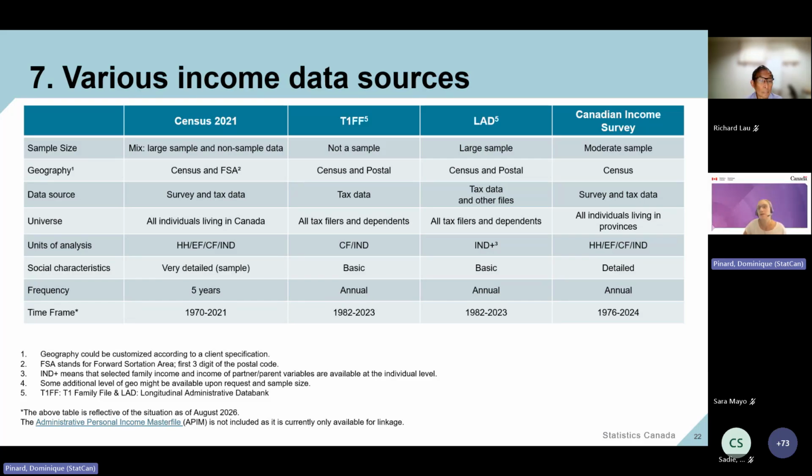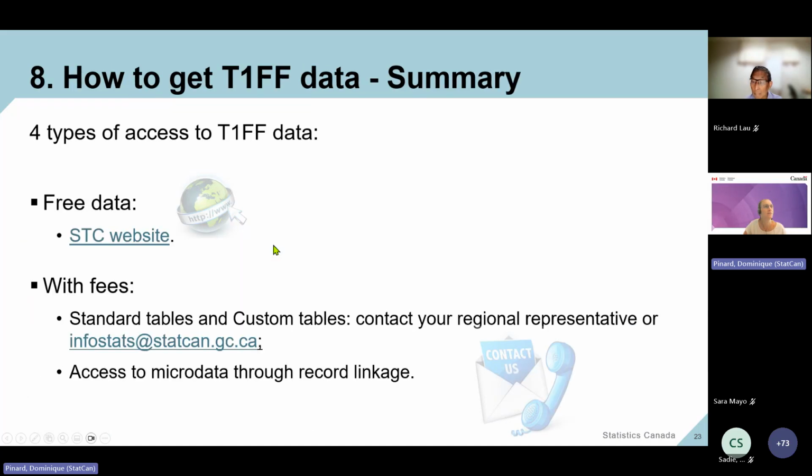Okay, so that's for the income sources. Yeah. So the TIFF is available on the web, generally from 2000 to 2023 and at the CMA level. CA data is available starting in 2007.